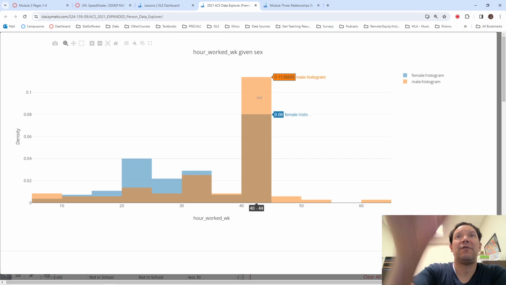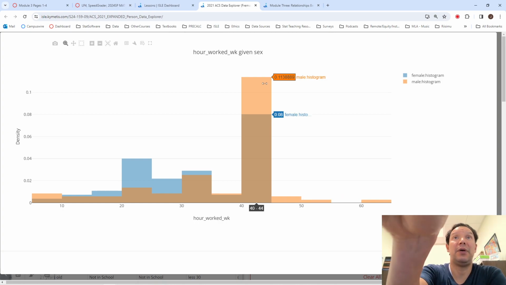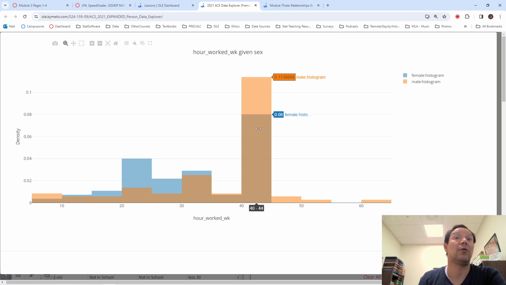Again, on these, if you noticed, I was talking about in class, this is a 0.11 up here, and this is 0.8. If you multiply that by the bin width, the bin width is 5, you can get the true proportion, the percentage. So 8 times 5 is 40, so that's 0.4, that's 40%. 40% of the women that are not in school are working 40 to 44 hours. This is 11.3. For simplicity, we'll just say it's 11. 11 times 5 is 55, so 55% of the men are working 40 to 44 hours, and they don't have degrees.